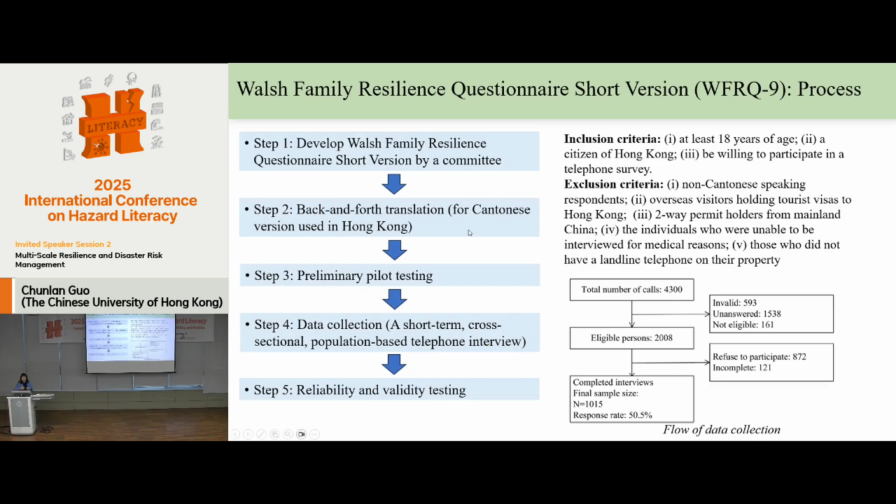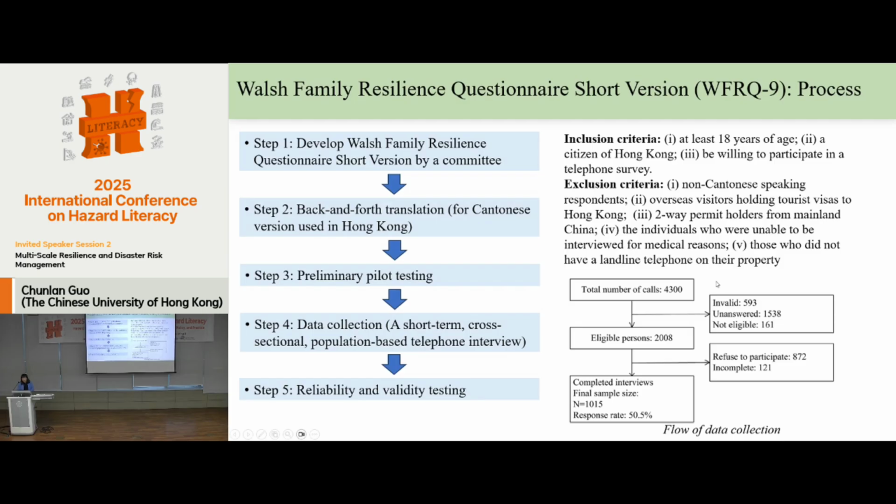And then because the scale is in English, but in Hong Kong we use Cantonese as the mother language, we launched a back and forth translation, and then we pilot tested the first version, and then we collected data and tested the reliability and the validity for the SHOCK questionnaire.